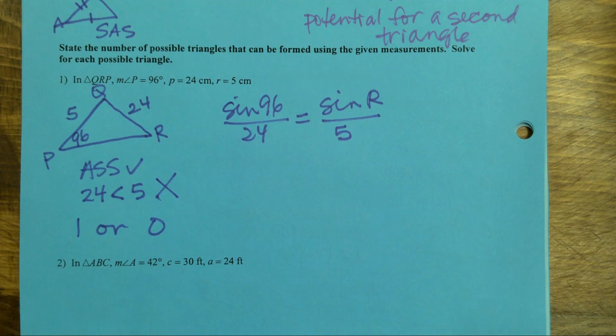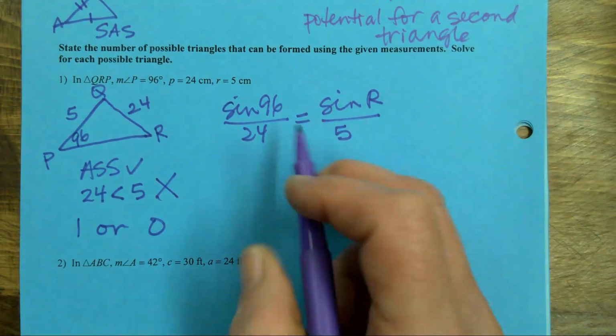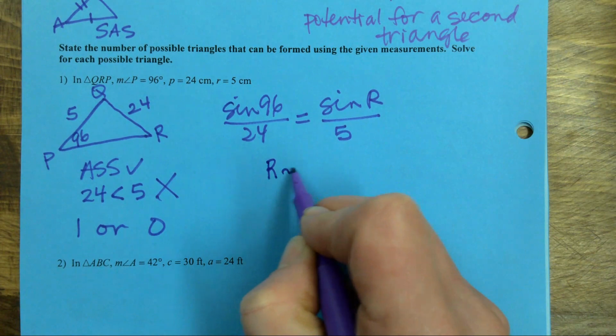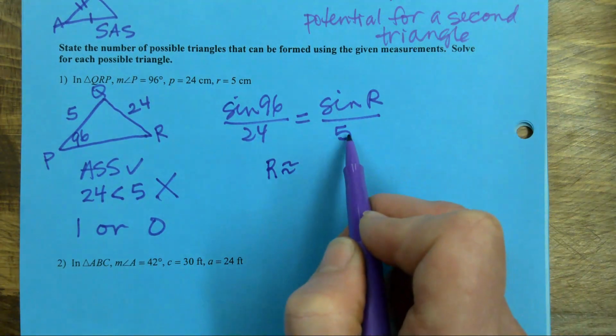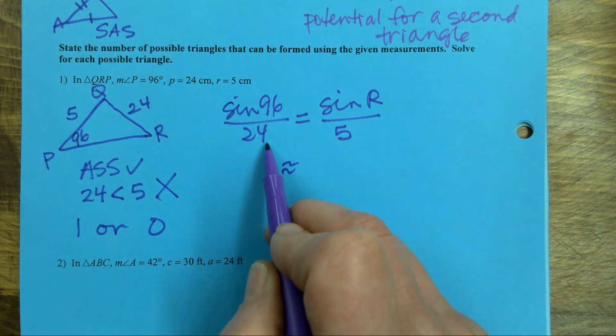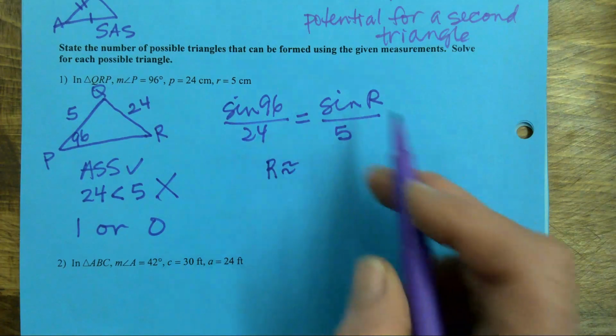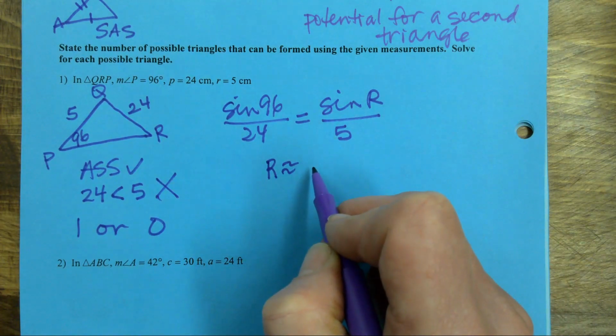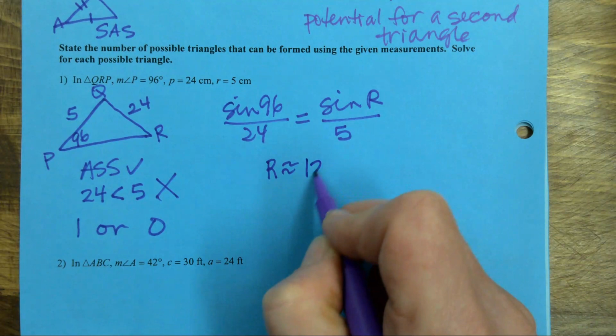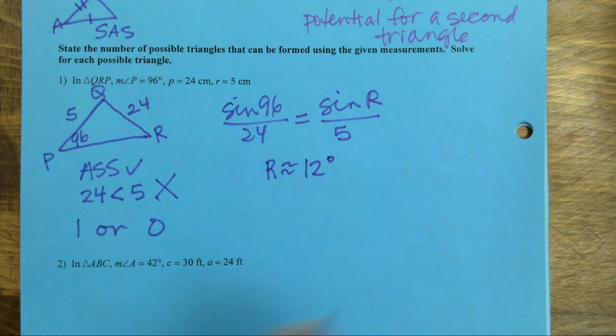So I want somebody to give me roughly what R is. It would just be 5 times sine of 96 divided by 24. So you got 12 for the degrees for R. Rounding up, okay, 12 degrees for R. Great. We got an answer? Good. Then that means we can proceed to find the rest of the answers.